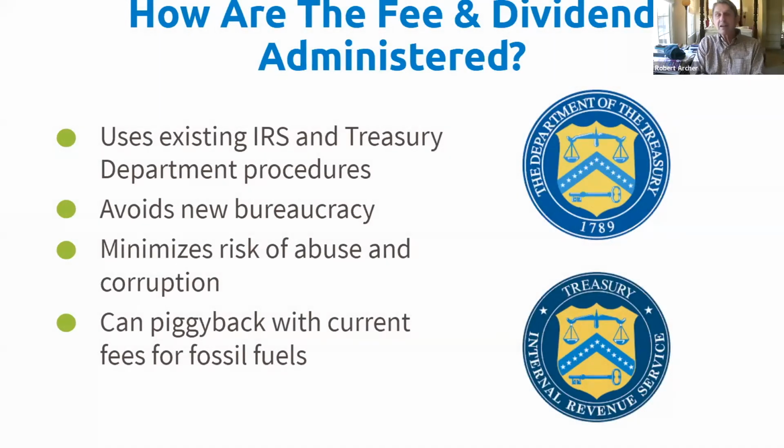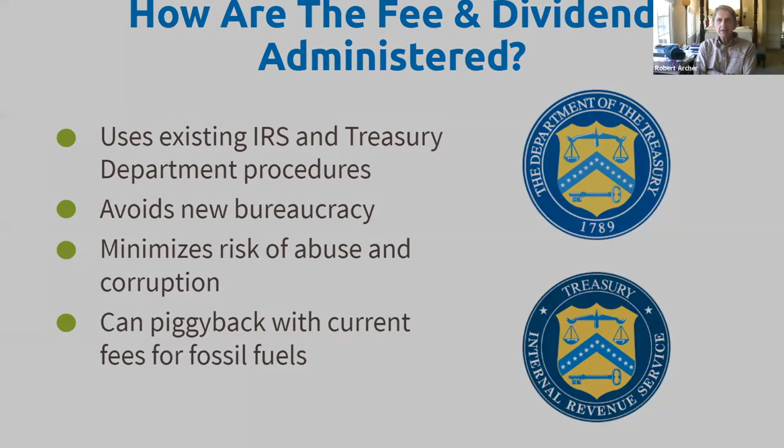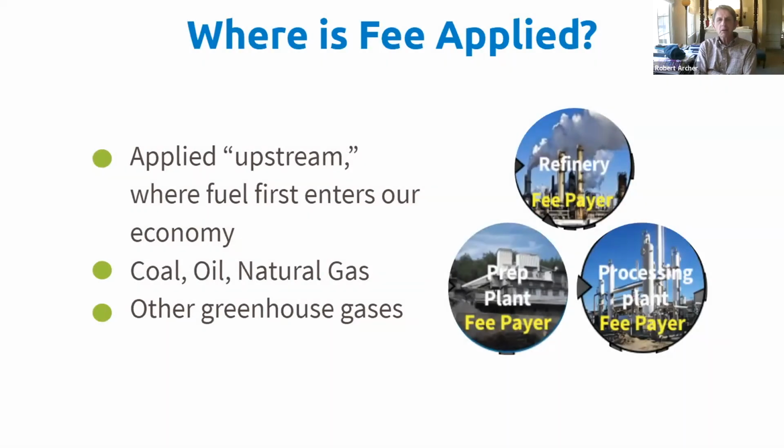Now, where is the fee applied? It's upstream, is the term. That is as close to the mine, the well, and the point of importation. It's not at the gas pump or your electric bill. For coal, the fee could be imposed at the mine or approximately 500 coal preparation plants. There's already an IRS Form 720. You just add a line to that for the carbon fee. Oil and gas, there are about 140 refineries and 500 natural gas processing plants where it could be applied. The bottom line is it's manageable.